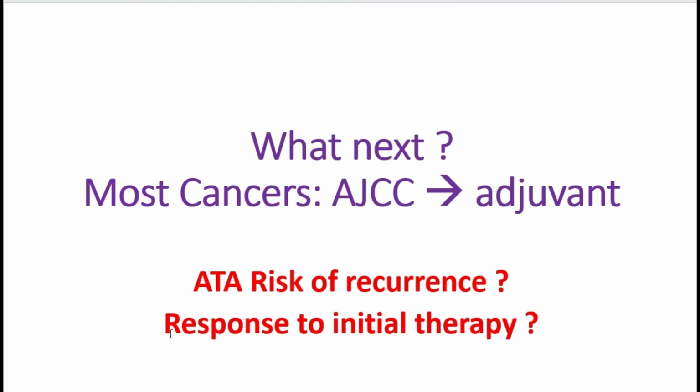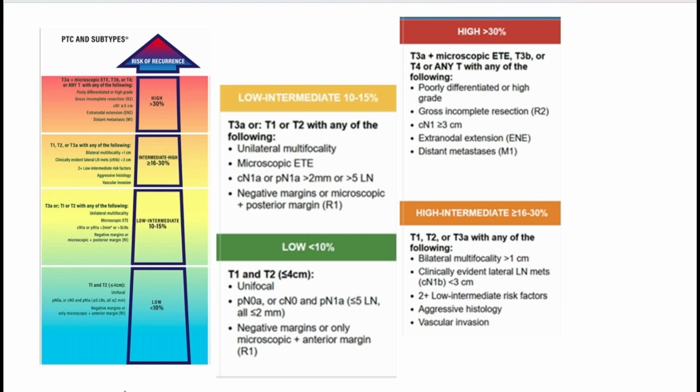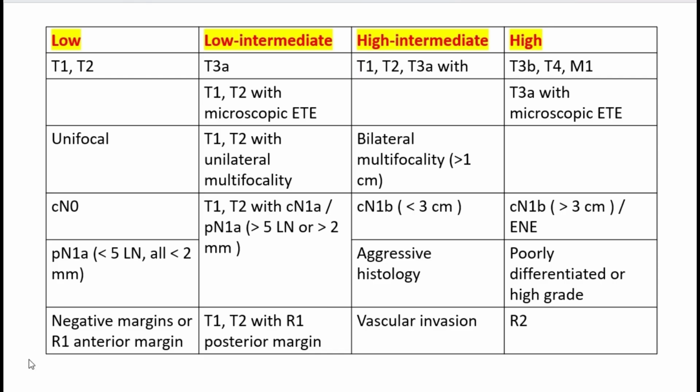For most cancers, at the end of the histopathology report, we arrive at the AJCC stage and decide adjuvant therapy. But for thyroid, we need to calculate two other parameters: the risk of recurrence and the response to therapy. Risk of recurrence is quite literally the risk of recurrence, calculated by a combination of histopathological factors. It can be as low as less than 10% to as high as more than 30%. I've made it a very simple and easy to remember tabular column.